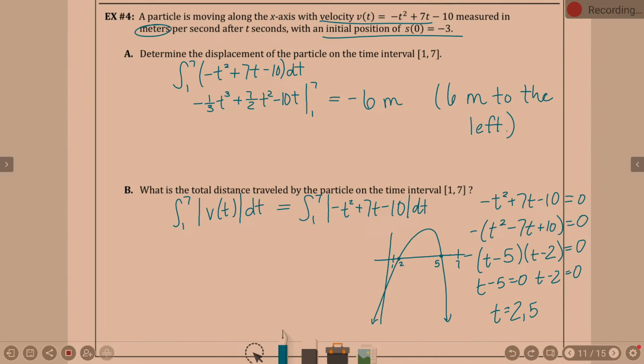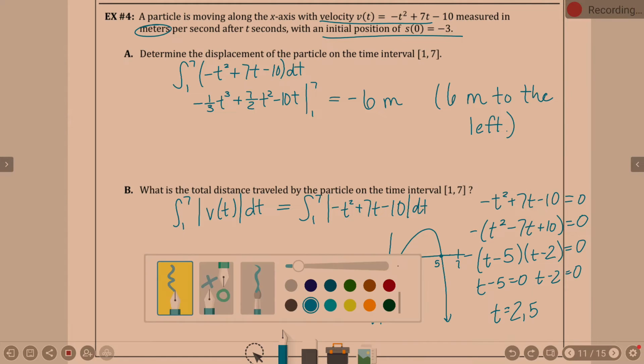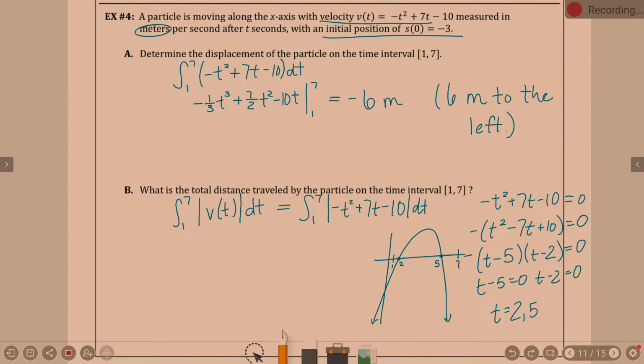1 to 2, 2 to 5, 5 to 7. Right? Because when we look at, let me find a different color here. The integral from 1 to 2, that's going to be that little piece right there, isn't it? That's going to come up a negative. We need to do the absolute value and do the positive. 2 to 5 is going to be this piece right here, and then 5 to 7 is going to be that piece right there. So we've got a negative, a positive, and a negative.